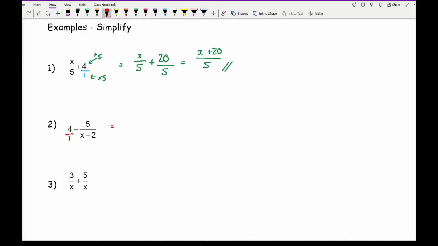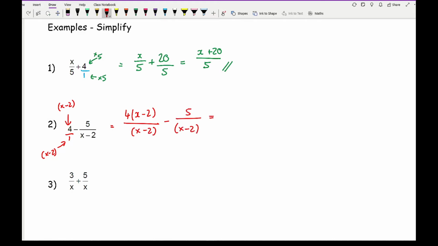So what I've got then is I'm going to multiply this fraction by the other denominator, which is x minus 2. I'm going to multiply that by x minus 2. So I'm going to have 4 lots of x minus 2, and again using brackets. And at the bottom I'm going to have x minus 2. And I'm going to keep the second fraction completely untouched because my denominators are now the same.